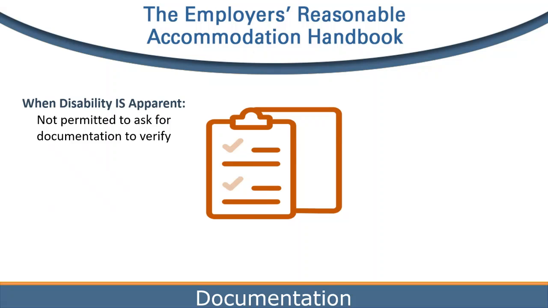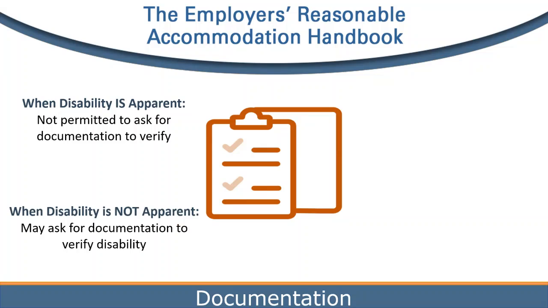If the disability is apparent, employers don't need documentation to verify this and are not permitted to ask for it. However, when the disability is not apparent, the employer can ask for documentation to verify the disability. The next step employers usually take is to determine the need for the accommodation. The same rule applies here.